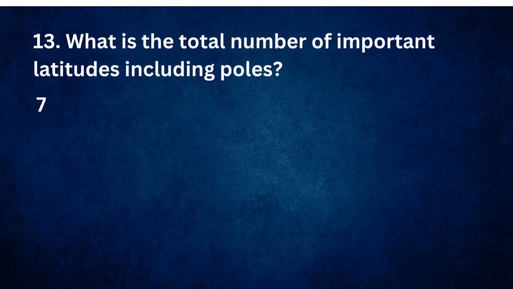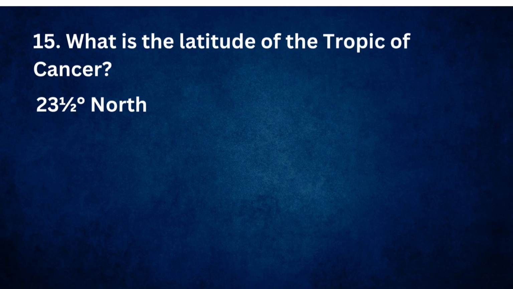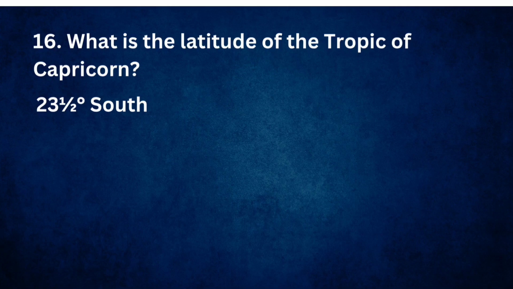What is the total number of important latitudes including poles? 7. Name the important latitudes. Equator, Tropic of Cancer, Tropic of Capricorn, Arctic Circle, Antarctic Circle. What is the latitude of the Tropic of Cancer? 23.5 degrees north. What is the latitude of the Tropic of Capricorn? 23.5 degrees south.